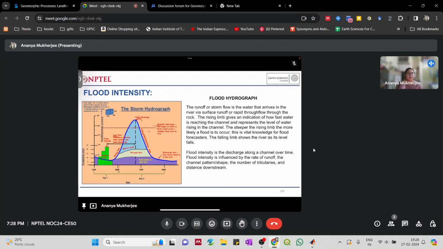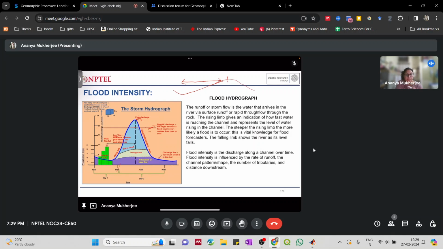Okay, so if it is gentle in nature, that means the lag time is much more, and if the lag time is much more, most probably what would happen is that the peak discharge will not even reach the bank full discharge level. Okay, and as we can see, if this is steeper in nature, obviously the chances of floods increase in that zone.